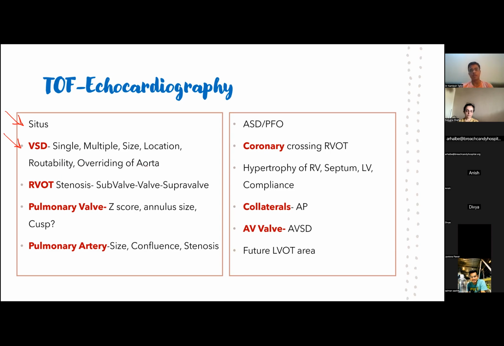Although we are not performing echo pre-operatively, if a cardiologist is coming or a case file comes with echocardiography, one should note down all the points, because all these points are very important in managing tetralogy of Fallot. So VSD description has to include single or multiple, size, location, rootability, and overriding of the aorta. If the overriding is 100% or more, it becomes DORV with TOF. So that is why it is important how much overriding there is.